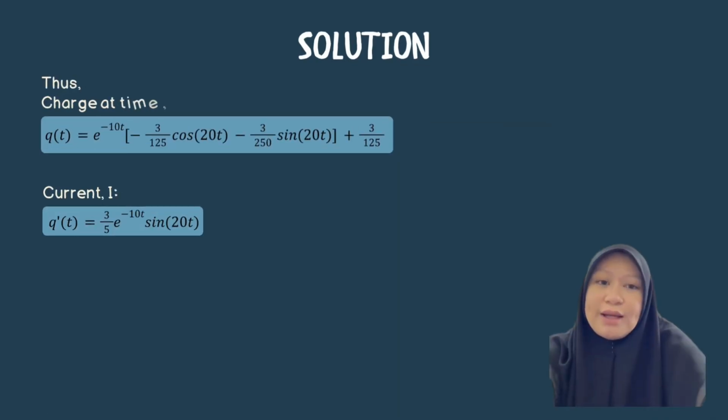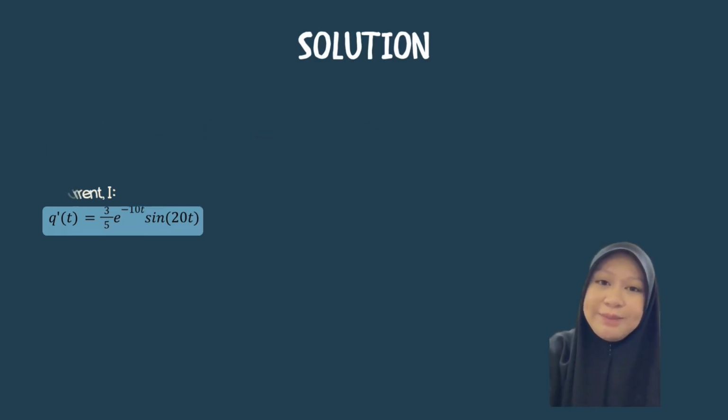So, now we can answer the question by substituting A and B into the previous general solution and the first derivative equation. So, the charge at time t is equal to e to the power of negative 10t multiplied with negative 3 over 125 cos 20t minus 3 over 250 sin 20t, plus 3 over 125. Current at time t is 3 over 5 e to the power of negative 10t sin 20t.